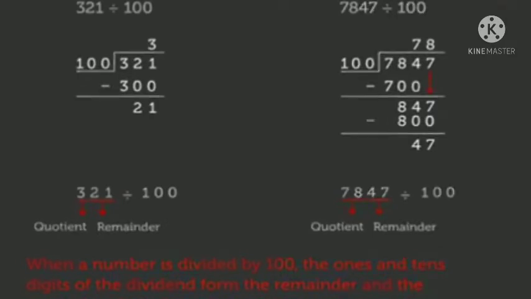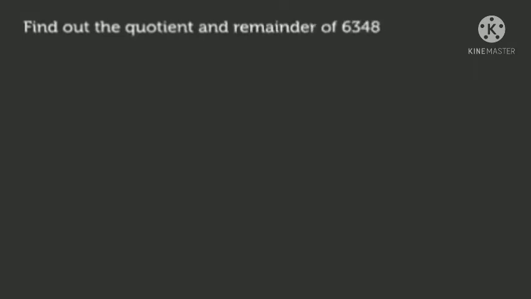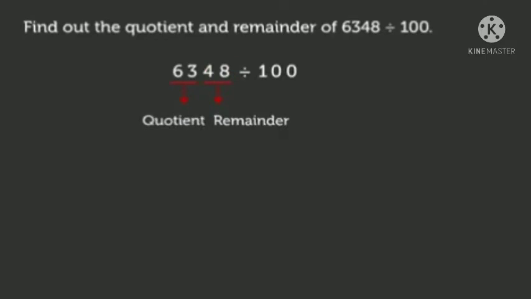Now let us solve one more example without actual division. Find out the quotient and remainder of 6348 divided by 100. We know that the digits in the ones and tens place of the dividend form the remainder. Thus, here 48 is the remainder. Now, the remaining digits form the quotient. Thus, here 63 is the quotient.